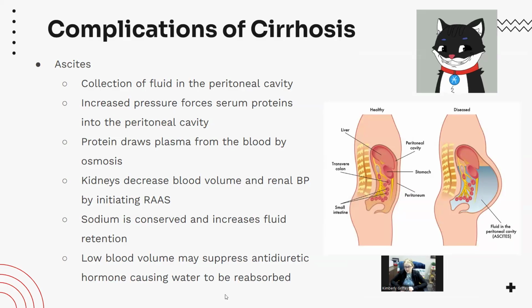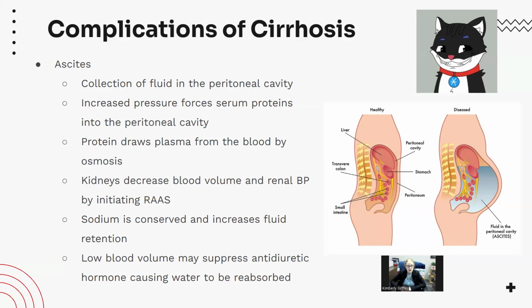Another complication is ascites. This is a collection of fluid in the peritoneal cavity. Increased pressure forces serum proteins into the peritoneal cavity. Protein draws out plasma from the blood by osmosis. The kidneys decrease blood volume and the renal blood pressure by initiating RAS. Remember that. And then sodium is conserved and increased fluid retention. You'll have low blood volume, and that can suppress the antidiuretic hormone by causing water to be reabsorbed.